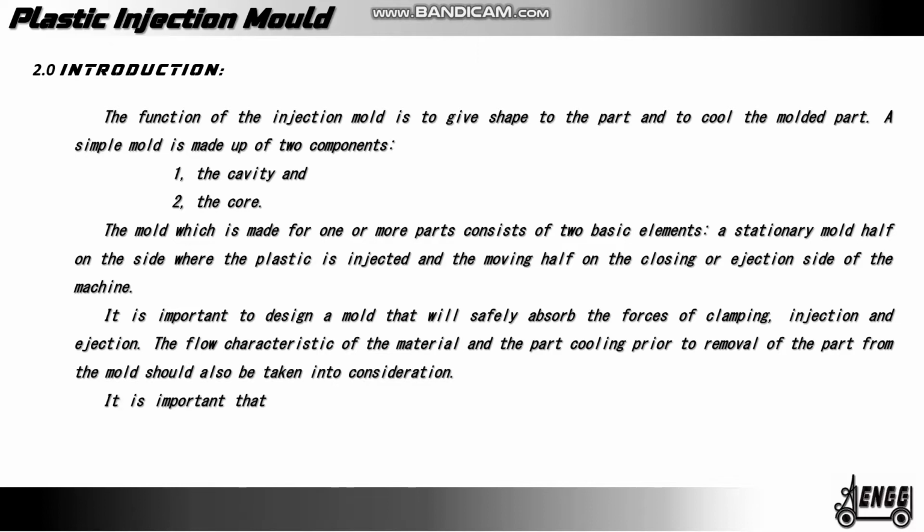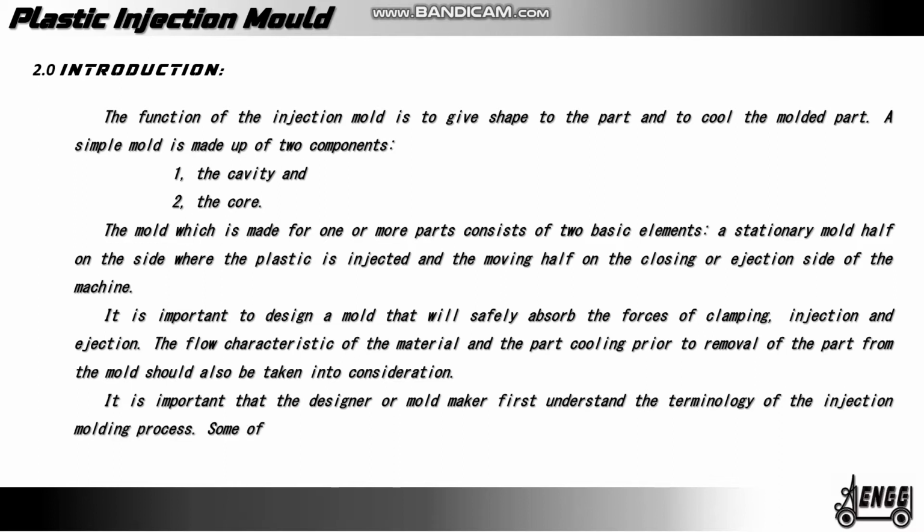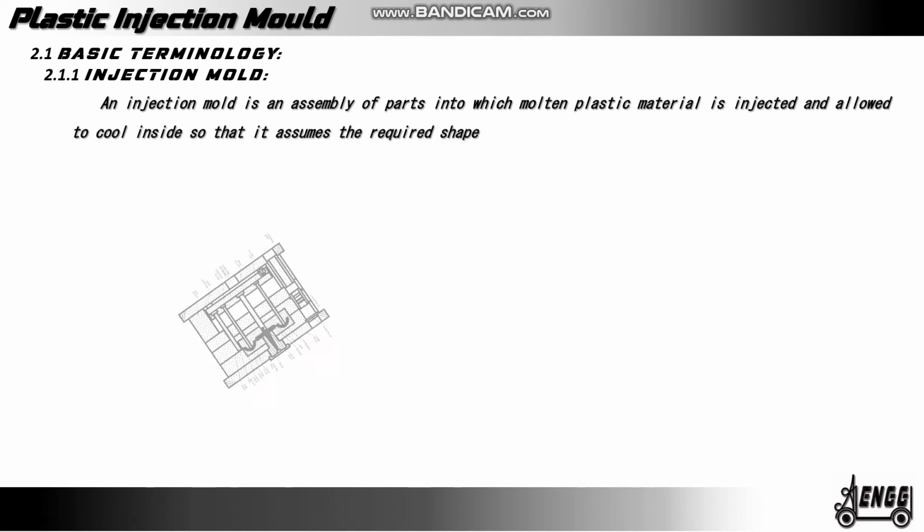It is important that the designer or mold maker first understand the terminology of the injection molding process. Some of the basic terms are described in this chapter. Basic terminology. Injection mold. An injection mold is an assembly of parts into which molten plastic material is injected and allowed to cool inside so that it assumes the required shape.